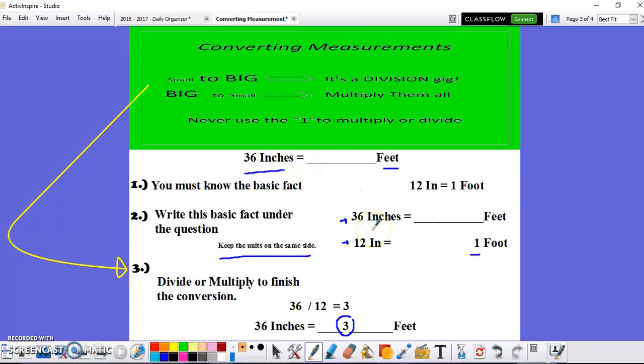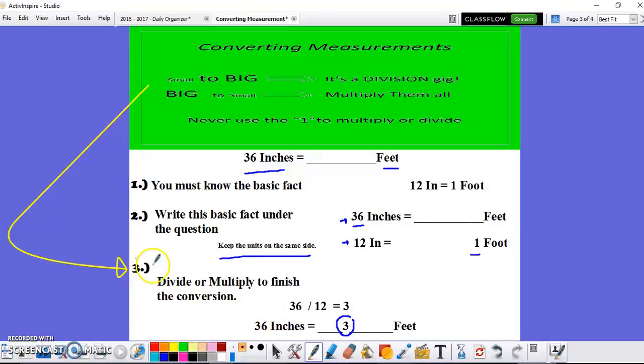The inch is the smallest unit of length measurement in the U.S. customary system. And the foot is the second smallest, but it is getting bigger. And if it's small to big when I come to units, it's a division gig. In this case, I'm taking 36 inches, which is directly from the question, and dividing it by 12, which is my basic fact. And when I divide 36 by 12, I get my final answer of 3.